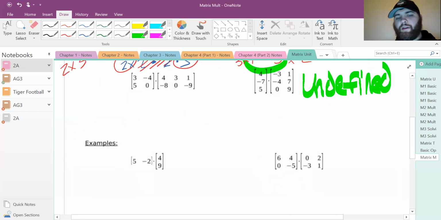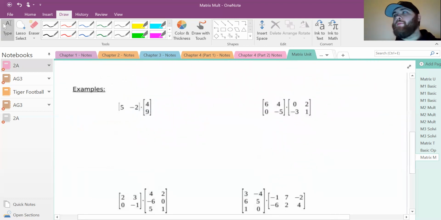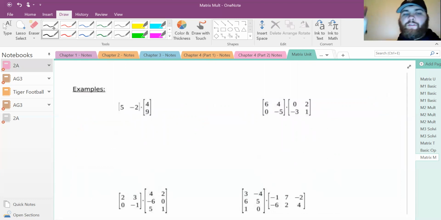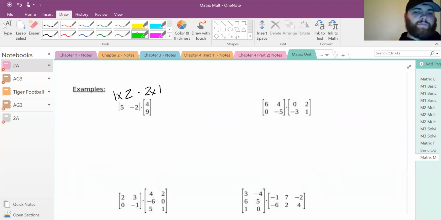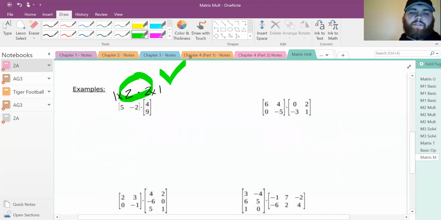Okay, so the first example. This one's super easy. It kind of teaches you a process for it. So first things first, you have to check if you can do it. What are the dimensions here? It's a 1 by 2, and it's a 2 by 1. Are the middle two numbers the same? They are. Check mark, we can do it.